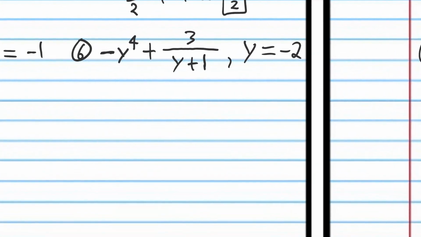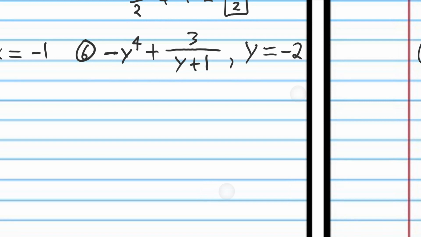Try number 6, and when you come back, we'll do it together. All right, we're back. So we are going to use parentheses when we plug it into the power function, or the power operation, because we have a negative number.